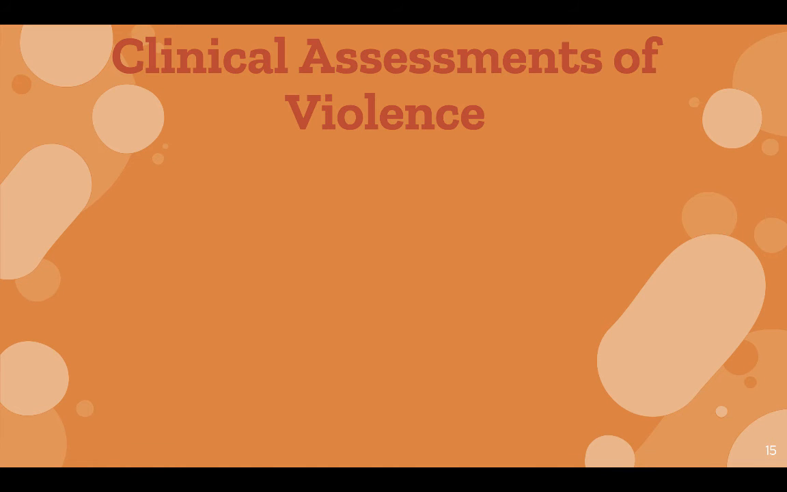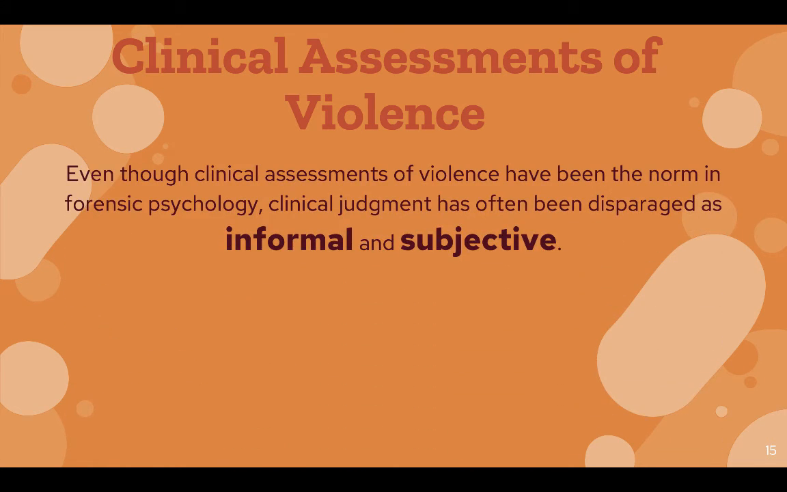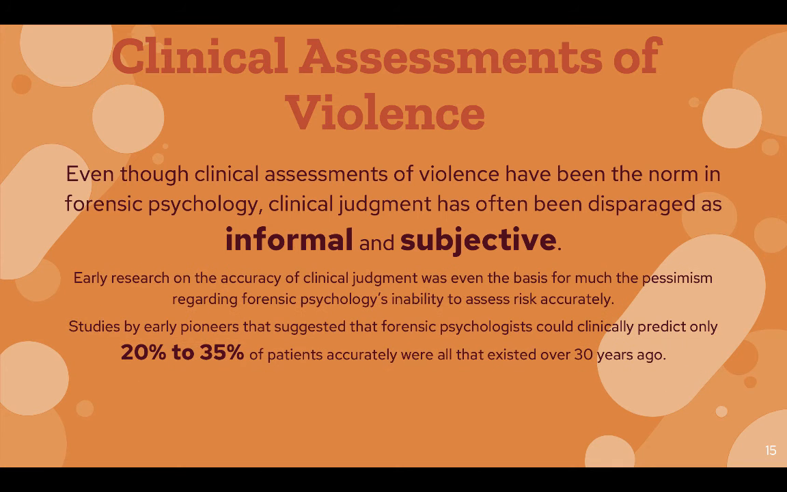Clinical assessments of violence. Even though clinical assessments of violence have been the norm in forensic psychology, clinical judgment has often been disparaged as informal and subjective. Early research on the accuracy of clinical judgment was even the basis for much of the pessimism regarding forensic psychology's inability to assess risk accurately. Studies by early pioneers suggested that forensic psychologists could clinically predict only 20% to 35% of patients accurately, and these were all that existed over 30 years ago.